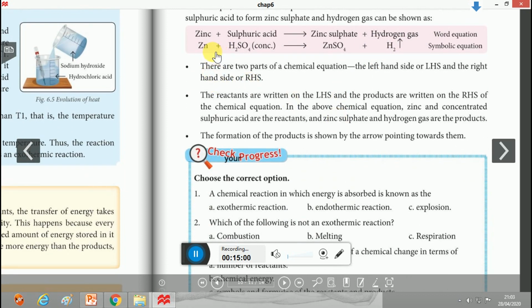There are two parts of a chemical equation: the left hand side, LHS, and the right hand side, RHS. The reactants are written on the left hand side and the products are written on the right hand side. These are the products and this is the reactant side. The formation of products is shown by the arrow pointing towards the products.